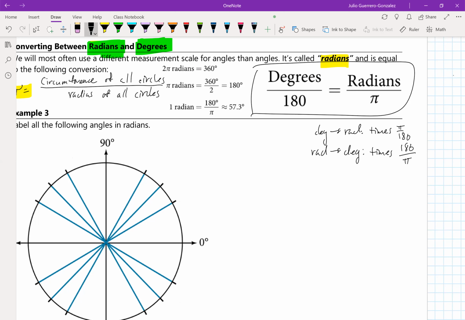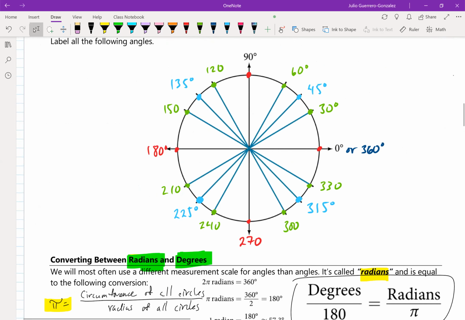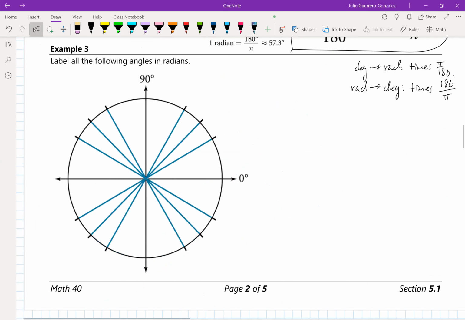So what I want to do is I'm going to use these angles right here. I'm going to try to fill these out like it says right here, and I want to fill them out in radians, okay? So we know that this is a 30, 60, 90, and 45 degrees, okay? So I'm going to go ahead and do 30 degrees first. If I need to go from degrees to radians, I need to multiply by pi over 180.